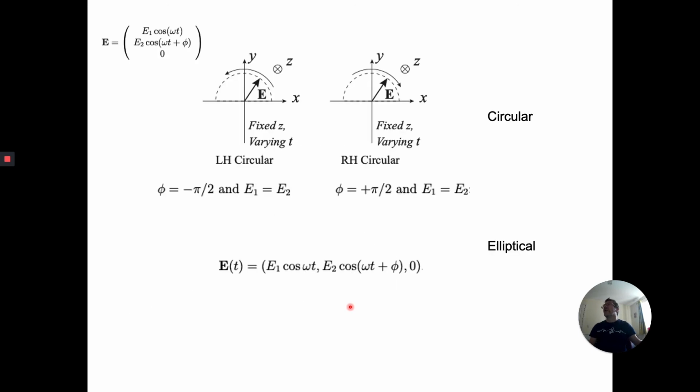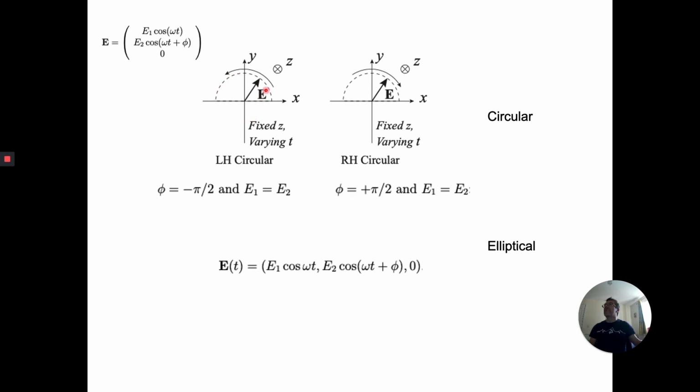A different situation is when I have circular polarization. Now there is a phase shift between the oscillations of E1 and E2. At the point in time when the electric field in the x direction is maximal, the electric field in the y direction is at a minimum, at 0. So when phi is equal to 90 degrees, either plus or minus, the electric field will rotate in the xy plane as a function of time.